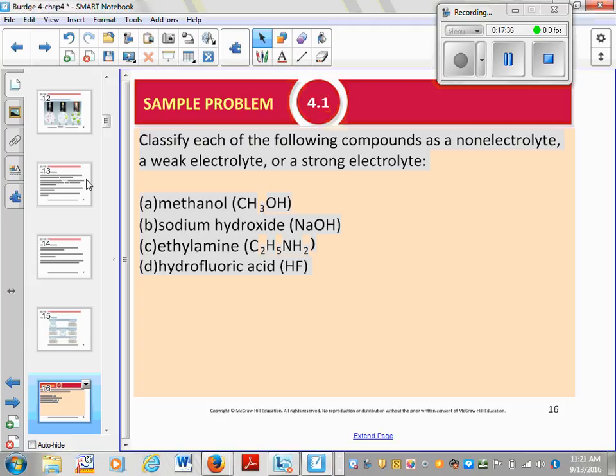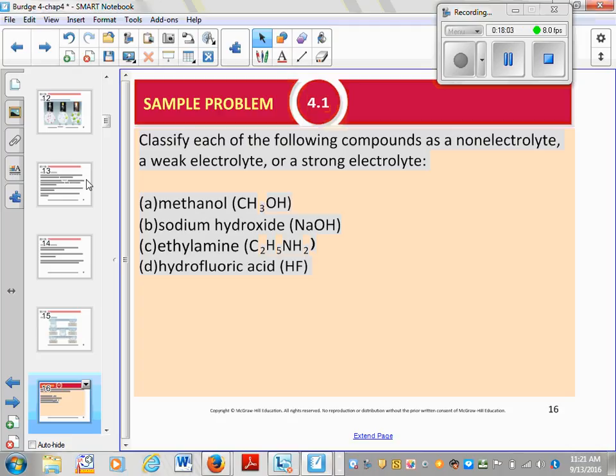Ethylamine, that's kind of hard when you don't know any organic chemistry, is a weak base. It will dissolve in water, so it will be a weak electrolyte. HF, which I already told you, is not one of the 7 strong ones, so it's a weak.